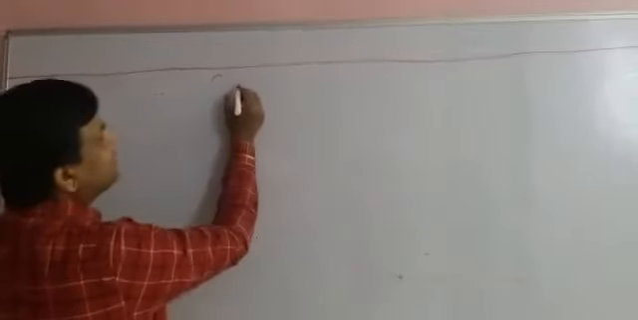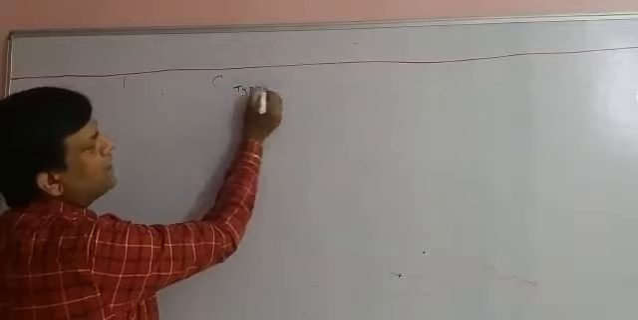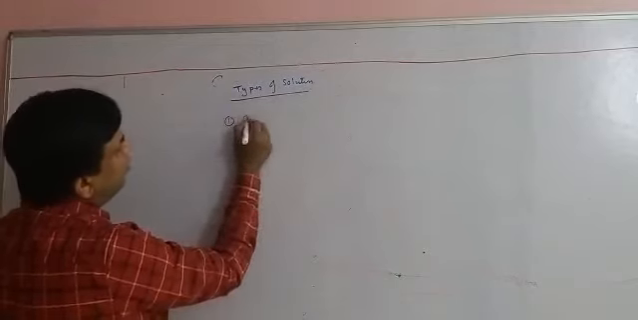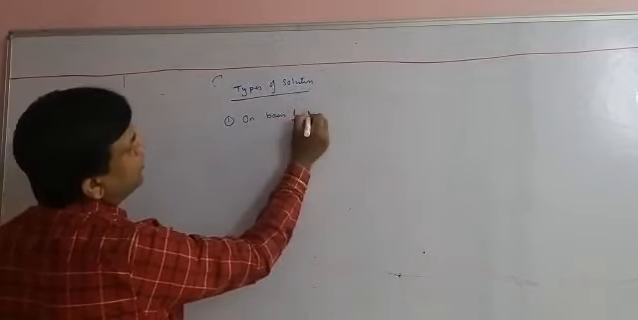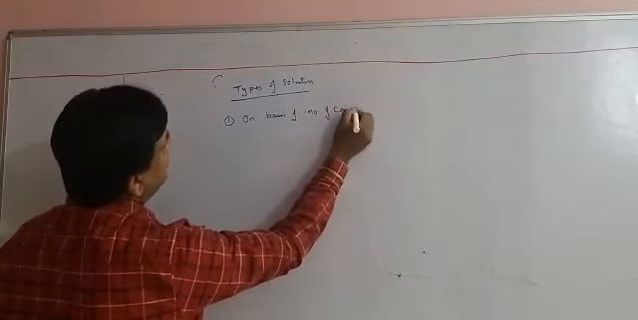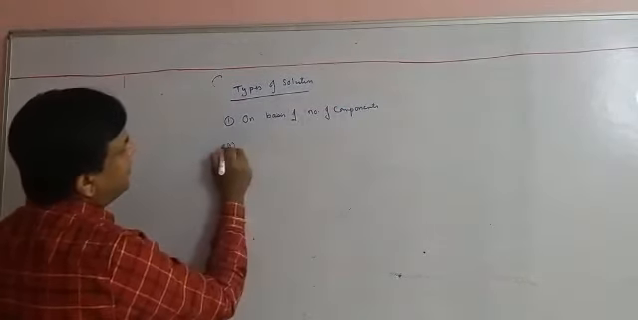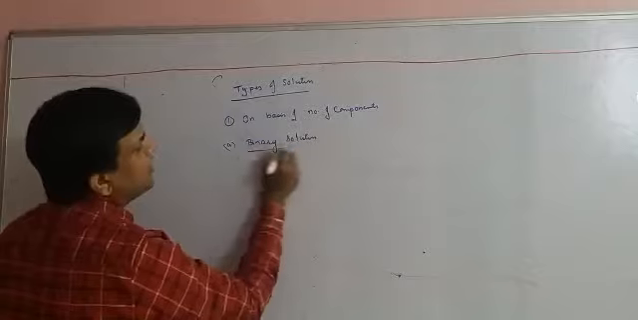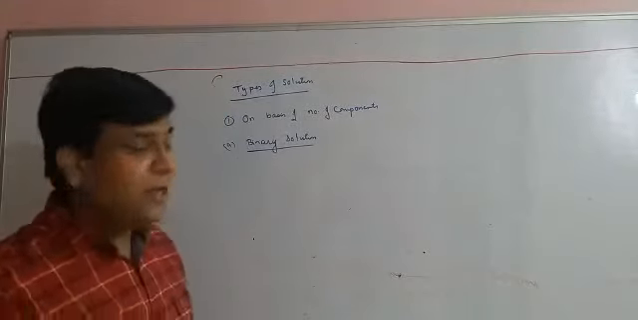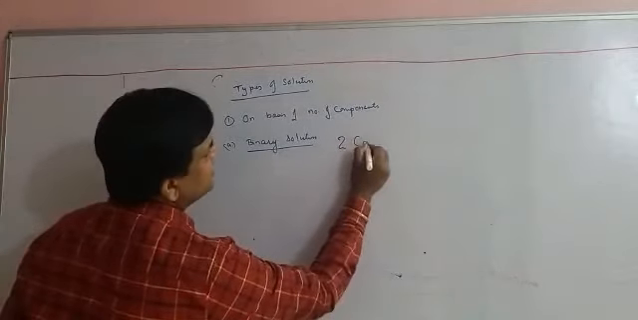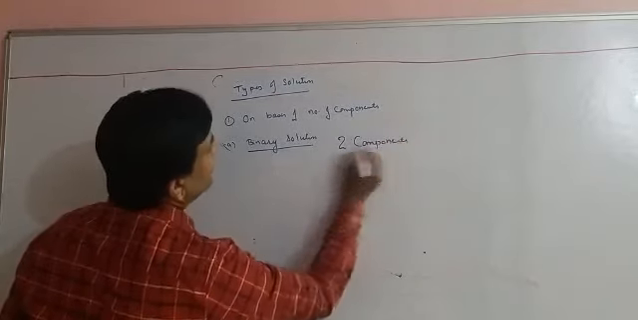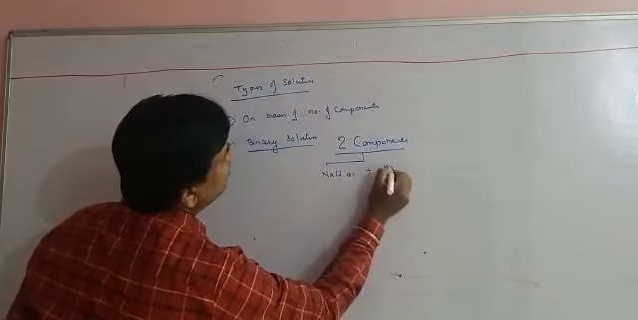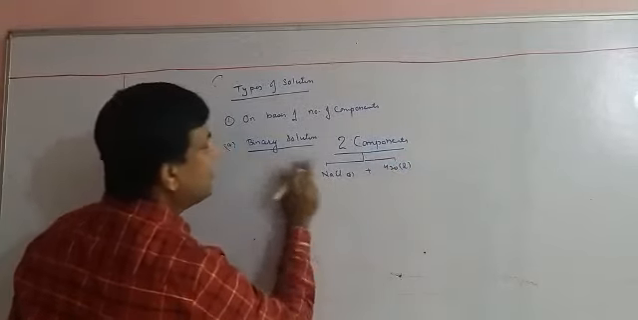Now, the next topic is the types of solutions. If you want to write, you can write with me: types of solution. First, on the basis of number of components, A, binary solution. What do you mean by the word binary solution? Binary solution means that solution in which two components are present. Example, we take NaCl solid plus H2O liquid. This is called a binary solution.